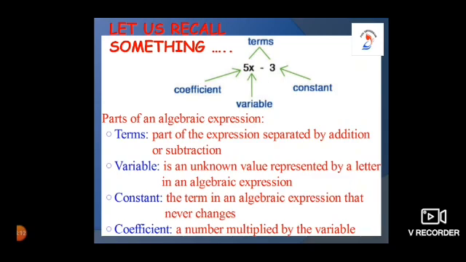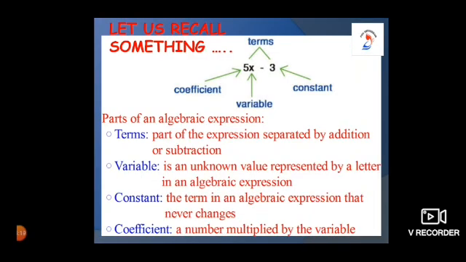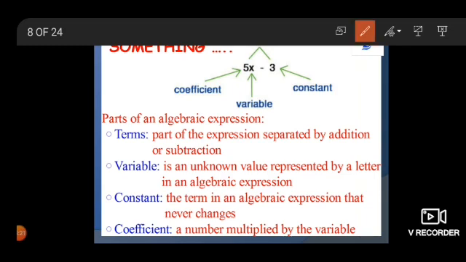Let us recollect something. Here the first one is terms. You are familiar with the terms in the previous slide itself. Now here let me consider an example, that is 5x minus 3. Here 5 is called the coefficient. So what is the definition for coefficient? A coefficient is a number that is multiplied by the variable. Next it is variable. Variable is an unknown value that is represented by a letter in an algebraic expression.